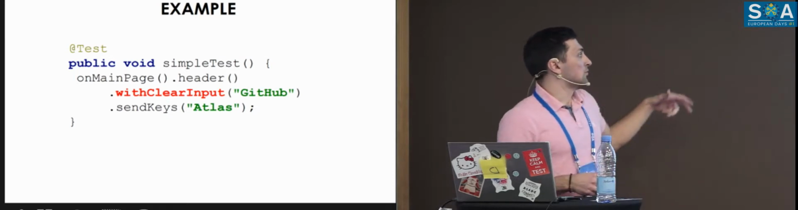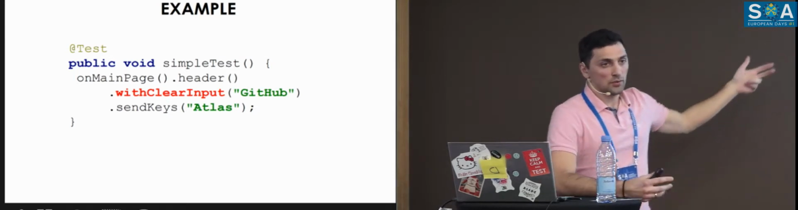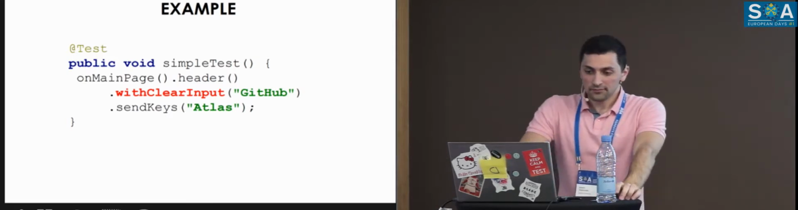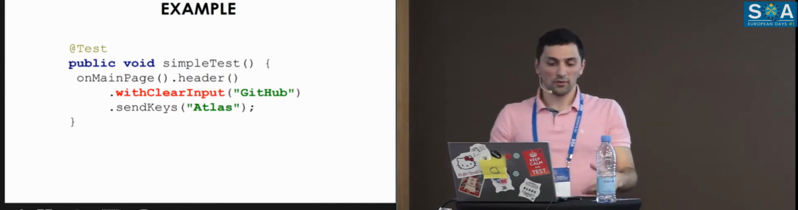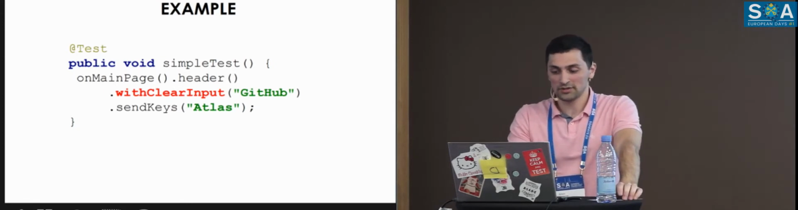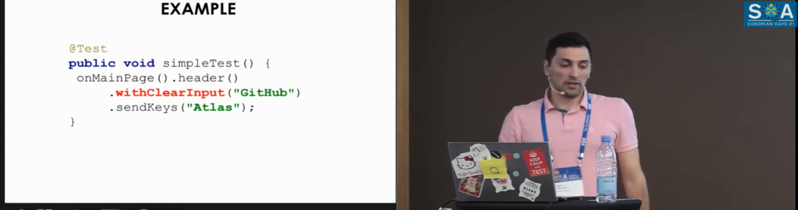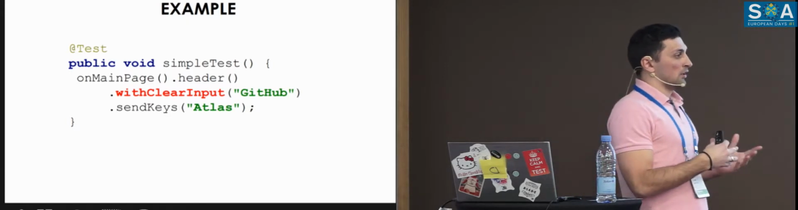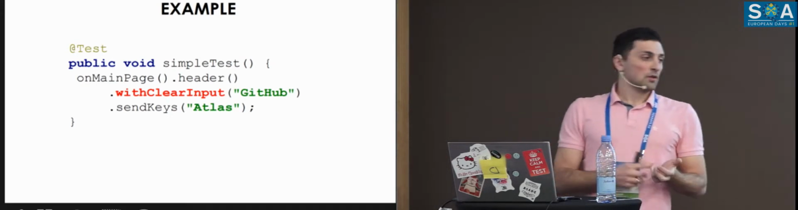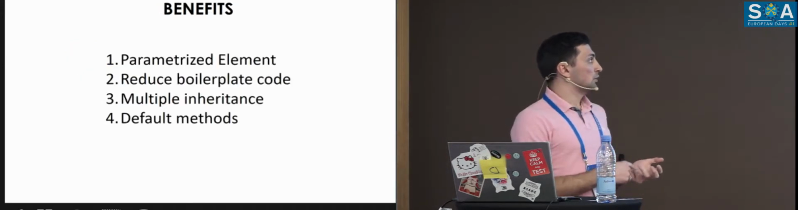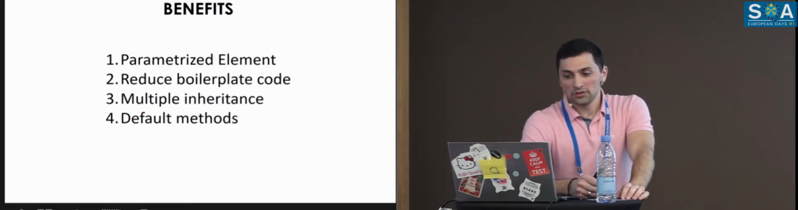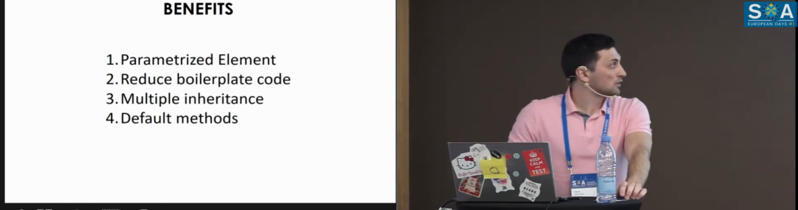We can add different logic to this default method, whatever we want. And what benefits do we get from interface and from methods? First, we can use parameterized element. And next we can reduce boilerplate code because we don't need to use constructor and getter methods.